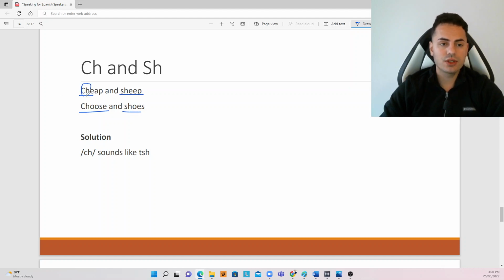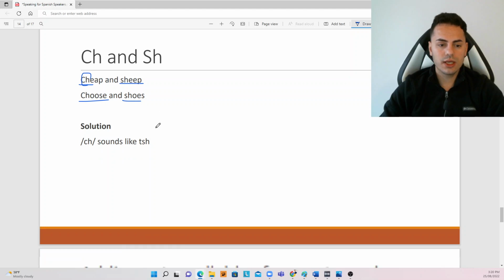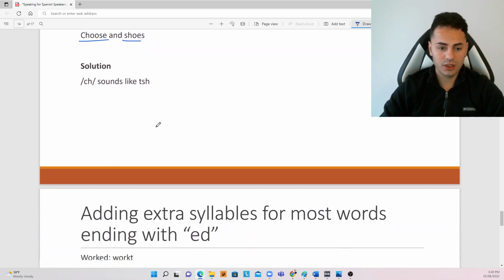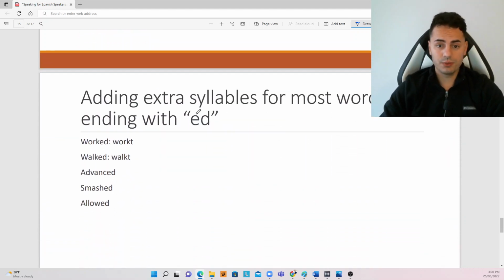What else? This one, yeah, cheap and sheep, choose and shoes. The CH sounds as if you're saying T and SH together, okay? Just make sure this is sorted out as well.